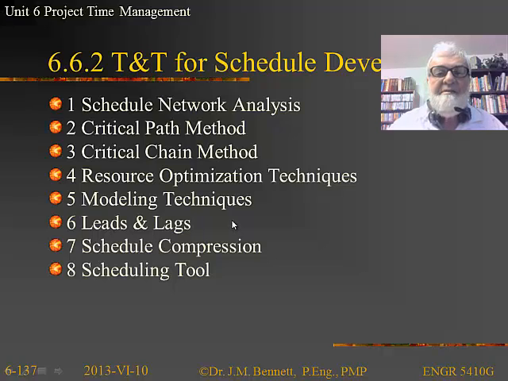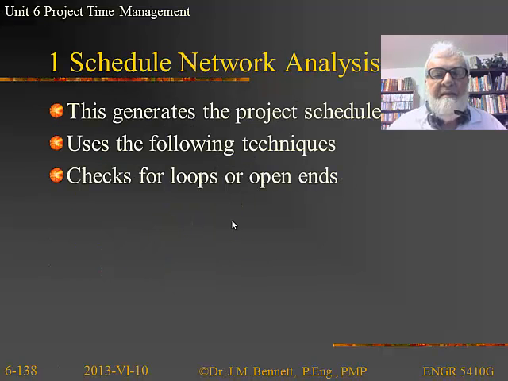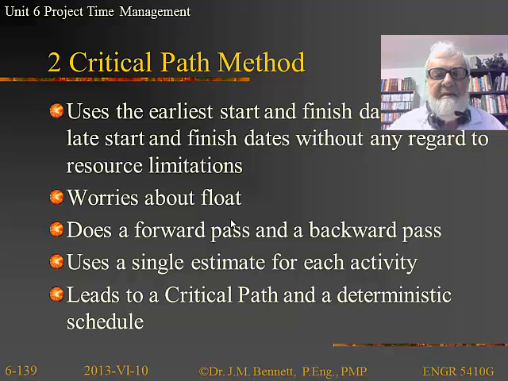For our tools and techniques for schedule development, there are a number of different things we can use. Let's take a look at a few of these. Schedule network analysis: we've generated the project schedule already, and we're checking for loops and open ends just to make sure that we've done the correct job. The critical path method uses the earliest start and finish dates and the late start and finish dates without any regard to resource limitations. And we worry about float. If we've got positive float, then it means that we can delay certain activities without suffering overall delay in the project. We talked about this in the last unit about doing forward and backward passes.